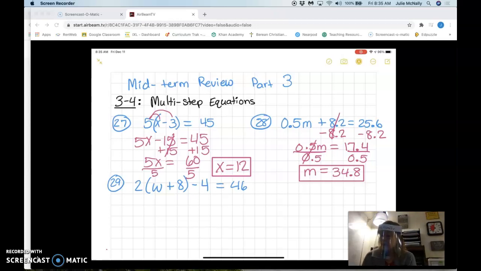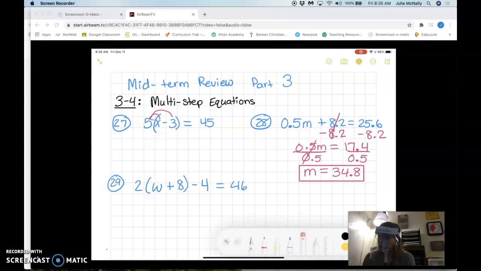Okay, last one. I'm running out of room. Did you guys finish copying 27? m equals 38, that's 28. Did you finish 27, Christian? I have to erase this so I have room to show you 29.